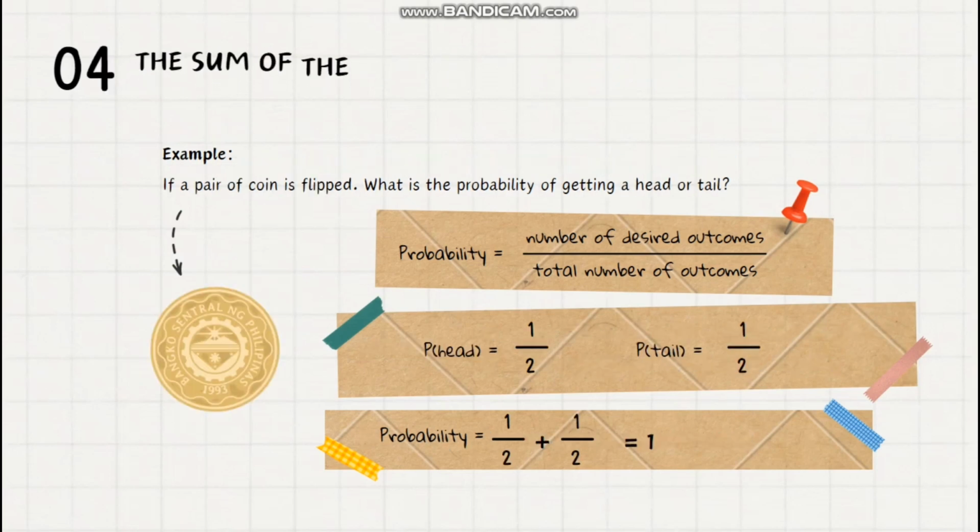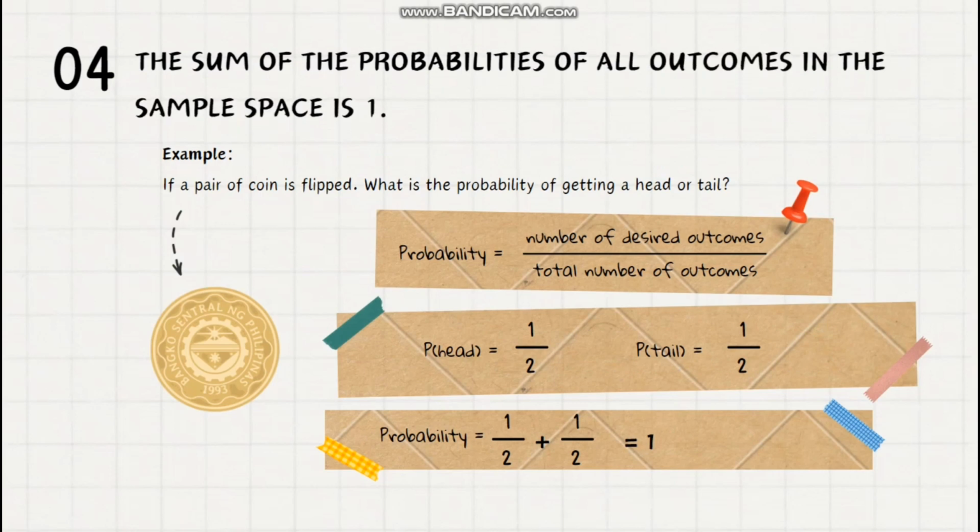Next, which is the last rule. The sum of the probabilities of all outcomes in the sample space is 1. For example, if a coin is flipped, what is the probability of getting head or tail? So we have here probability of head, we equate it into 1/2, and also the same with the tail. So when we sum all of this, 1/2 plus 1/2, we've come up with an answer which is 1. So therefore, the probability of getting a head or tail is 1.